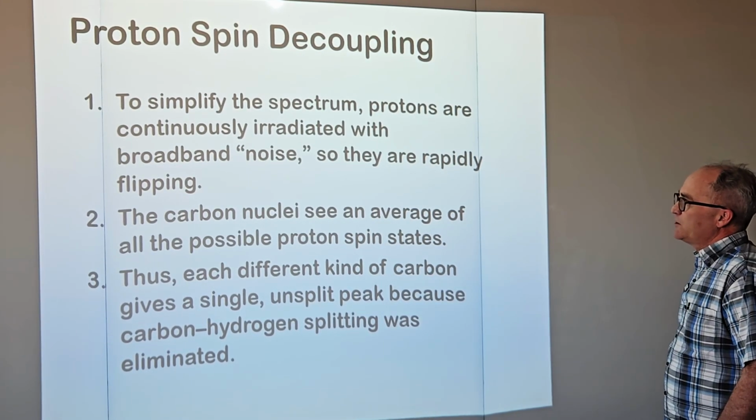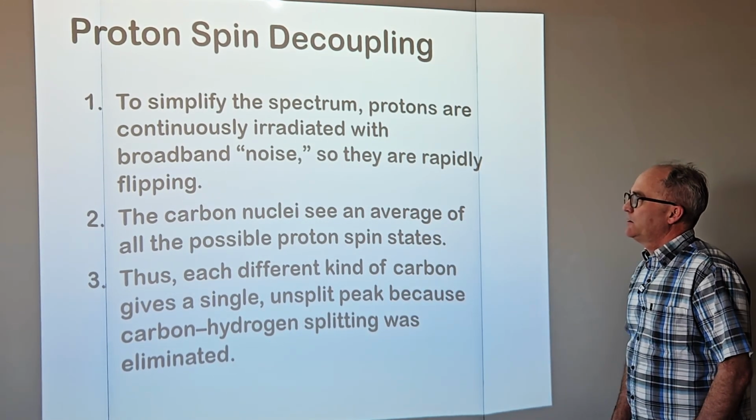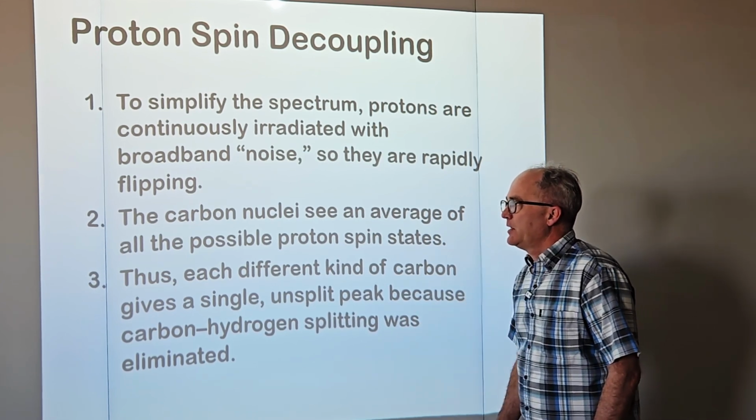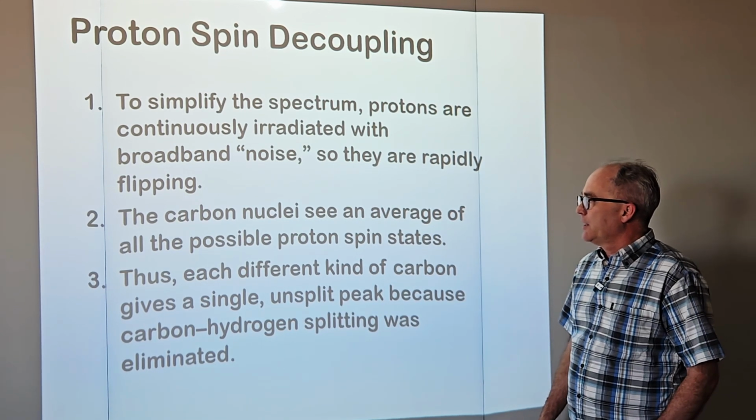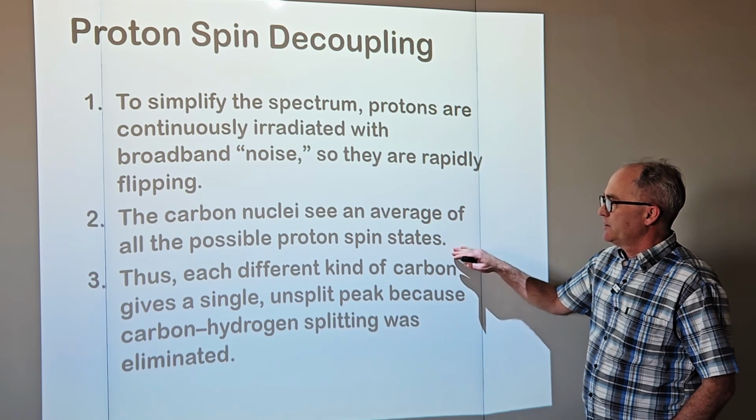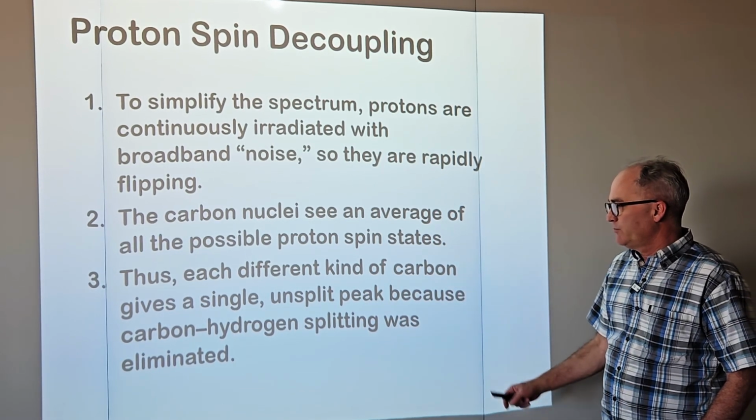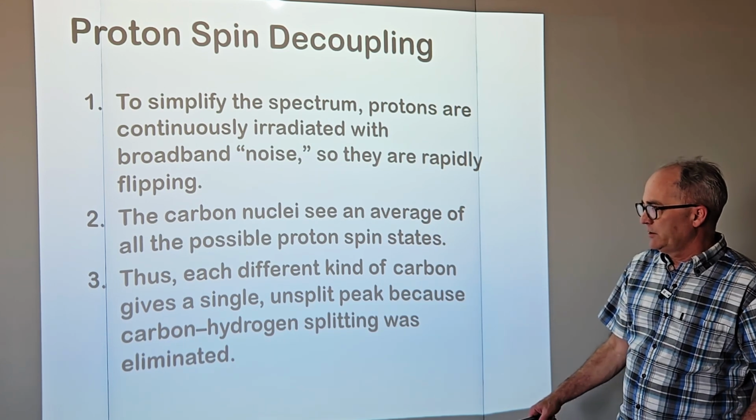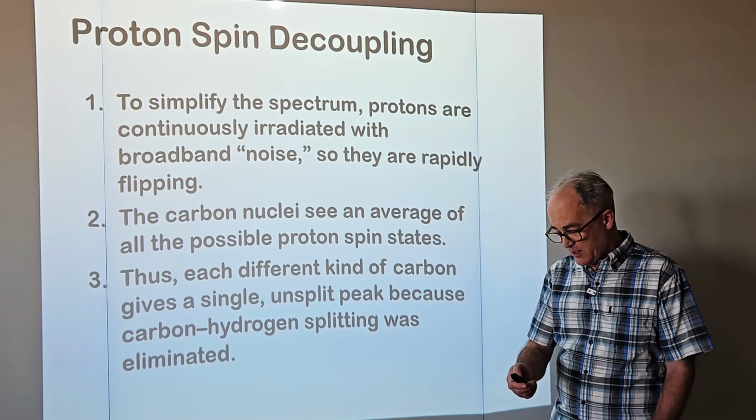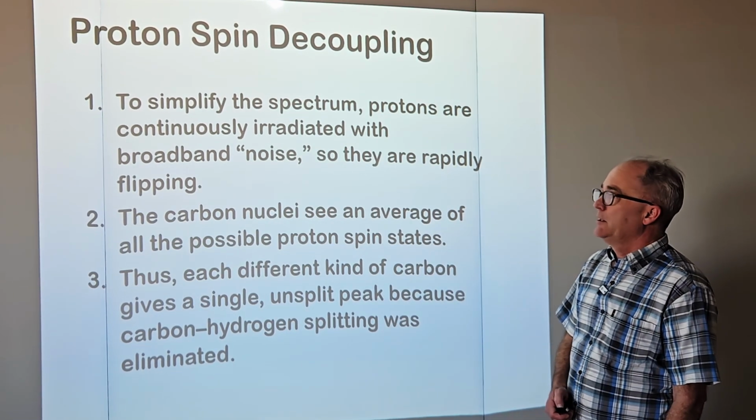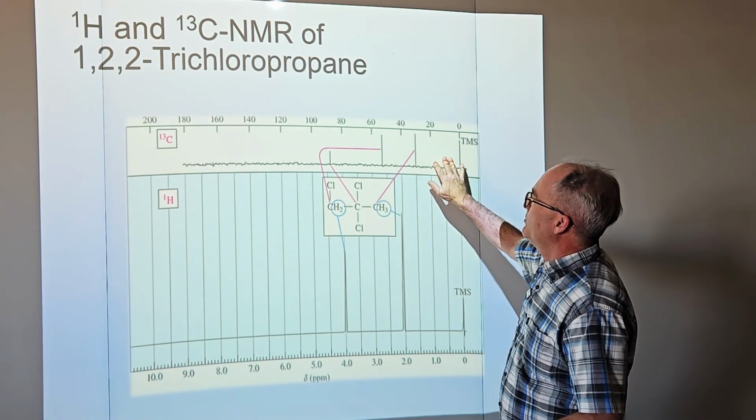To simplify the spectrum, protons are continuously irradiated with a broadband noise so that they rapidly flip in the magnetic field, which makes their signal disappear. The carbon nuclei see an average of all the possible proton spin states. Thus, each different kind of carbon gives a single unsplit peak because carbon-hydrogen splitting was eliminated. Now, the nice thing is you can do 2 experiments, one with it eliminated and one not eliminated, coupled and decoupled. So here's a decoupled spectrum.